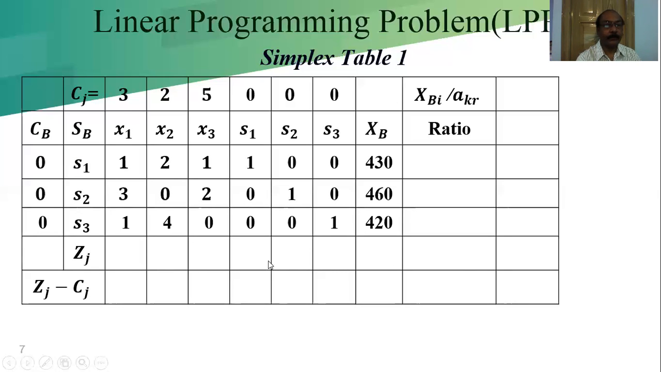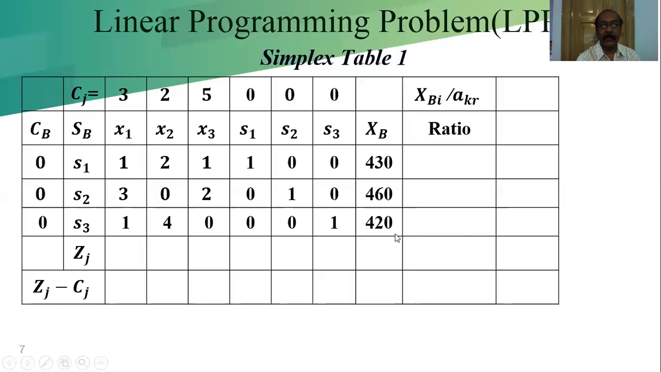So in the first iteration, what is the value of Z, not the optimum value, but the intermediate value? We can call it CB into XB. That means each component of CB is multiplied with each component of XB. After summing, we will get 0. So in the first iteration, the Z value is 0.